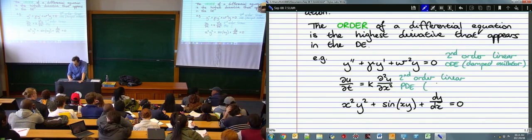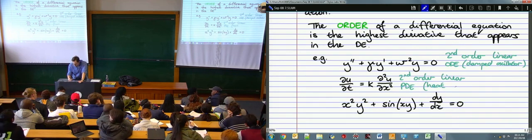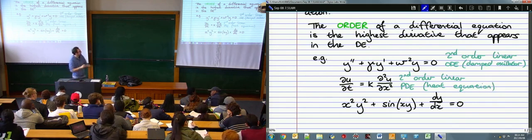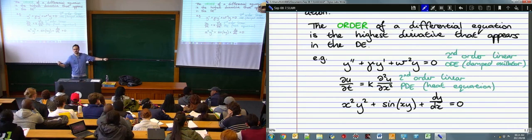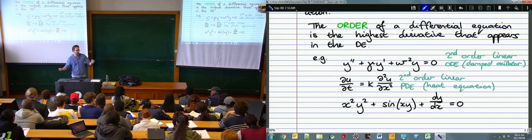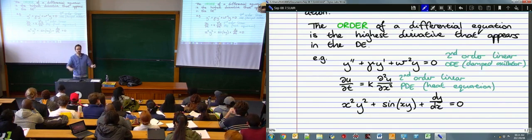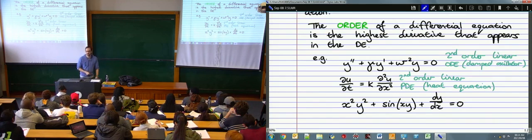Second order linear PDE. This is the heat equation. So if you've got a metal bar, and you put one end of the bar in a bath of ice, and you put the other end of the bar in a fireplace, you want to know what is the heat profile on that bar after a certain amount of time. The heat equation tells you what the heat profile is.